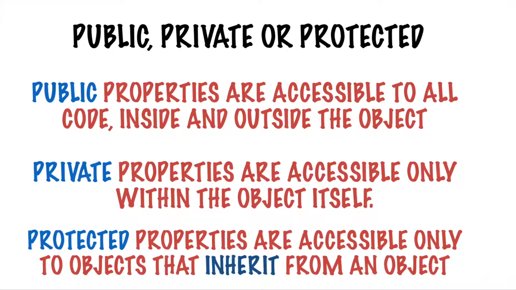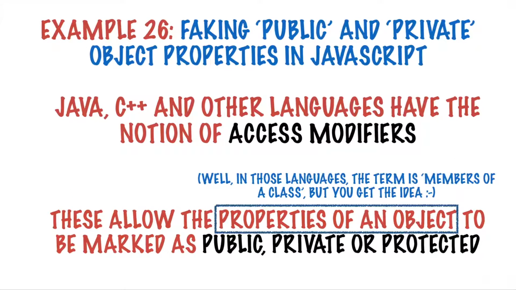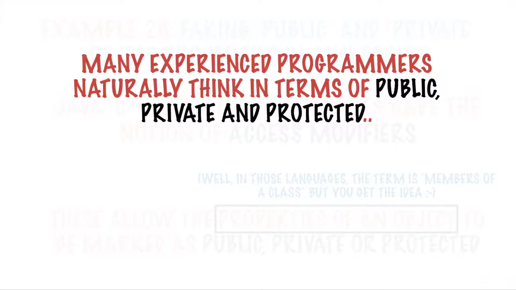Now, JavaScript does not have a built-in notion of public and private properties. So why are they important? Why would we want to have public and private properties in JavaScript if it doesn't support them? There's a very clear and simple reason for that.